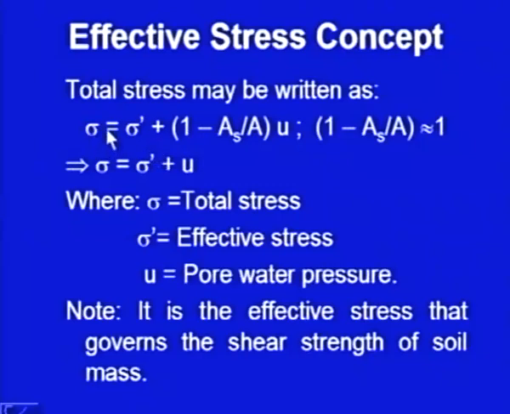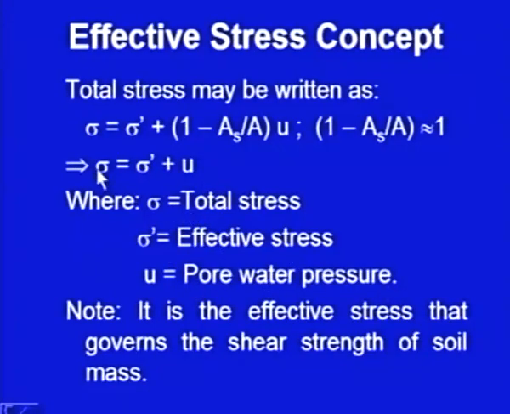So, now the total stress can be written as sigma is equal to sigma dash plus (1 minus As upon A) into U. As I told you, this term is very small, not more than 3%. So, this term 1 minus As upon A is roughly 1, and finally, we can write down this approximate expression, sigma is sigma dash plus U. This particular equation is called the effective stress concept. What it tells is that sigma is the total stress, sigma dash is effective stress and U is pore water pressure.